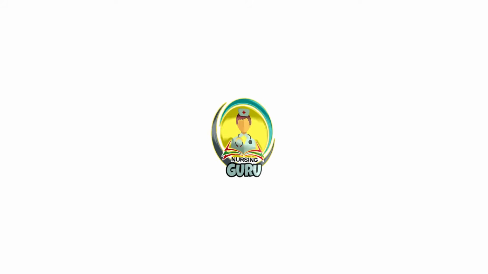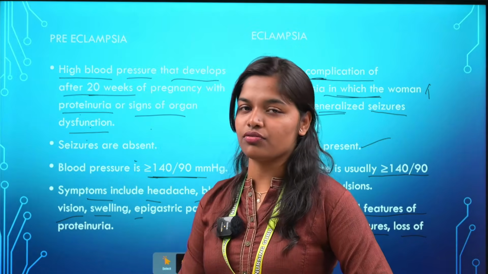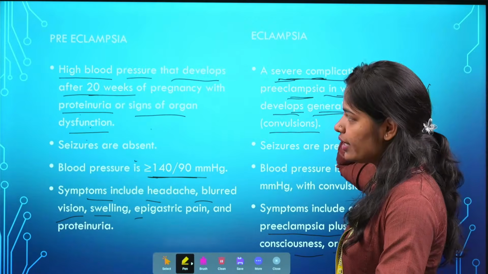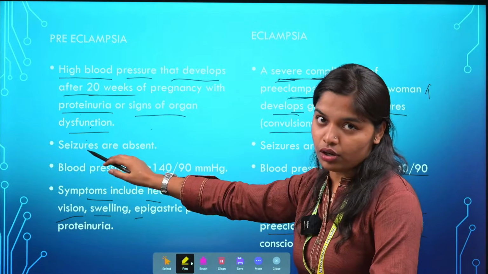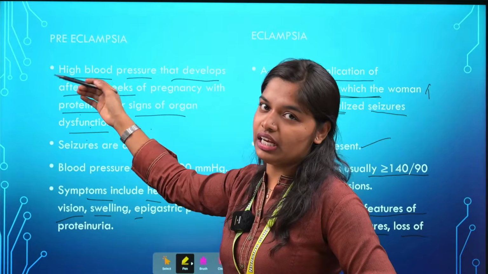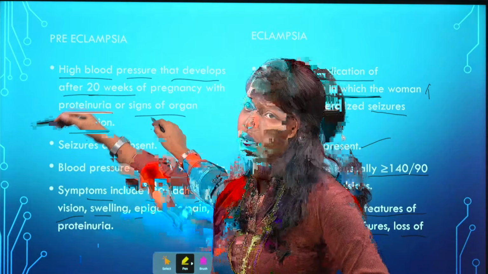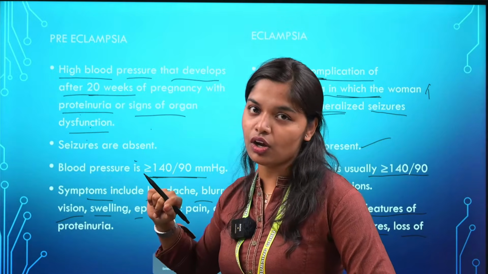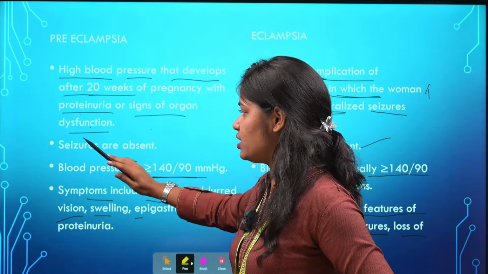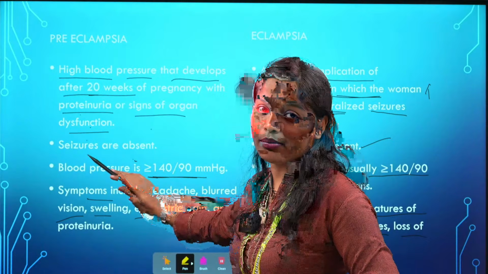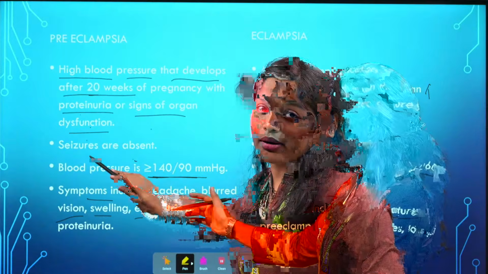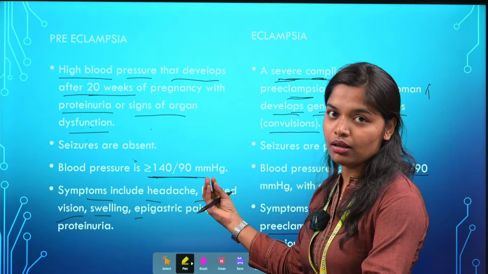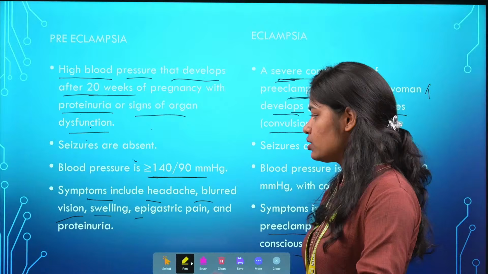Preeclampsia is a condition in which there will be high blood pressure after 20 weeks of pregnancy, and it is with proteinuria, an excessive level of protein in the urine, and also signs or indication of dysfunction of the organs, and seizure will be absent here, and symptoms like headache, blurred vision, swelling, and epigastric pain, and also proteinuria.